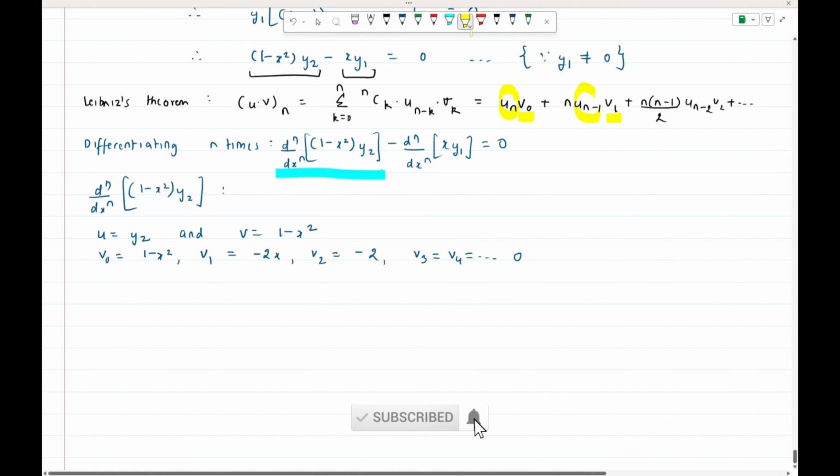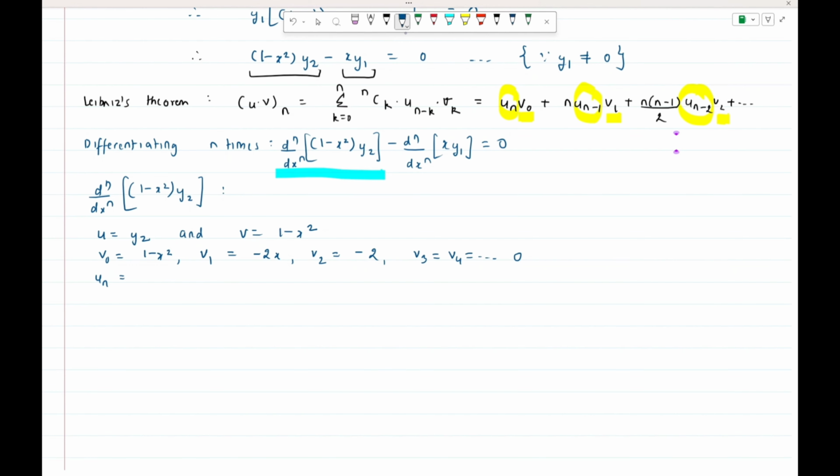Now, along with v0, you need un. Along with v1, you need un minus 1. And along with v2, you need un minus 2. So let us write down. So un is going to be the nth order derivative of y2, and that's going to be a straightforward yn plus 2. Then we need un minus 1. So since one derivative order is lesser, this is going to be yn plus 1. We need un minus 2, that is going to be yn. And after this, we do not need the other derivatives since these terms are all going to cancel out.